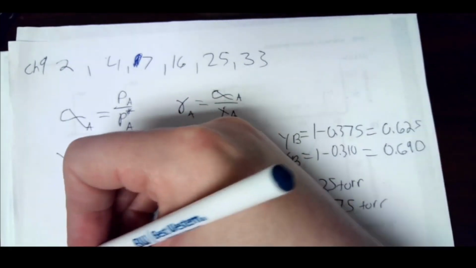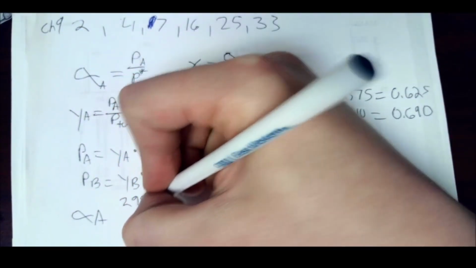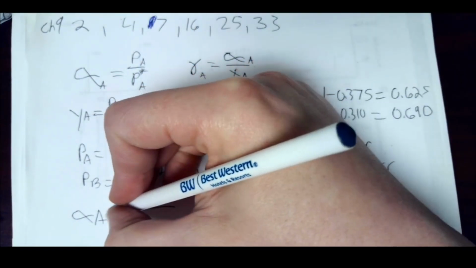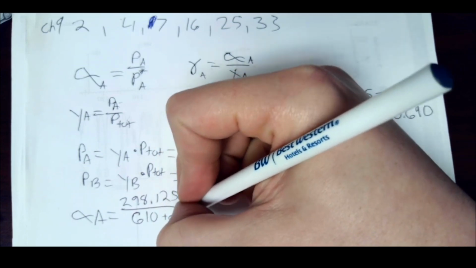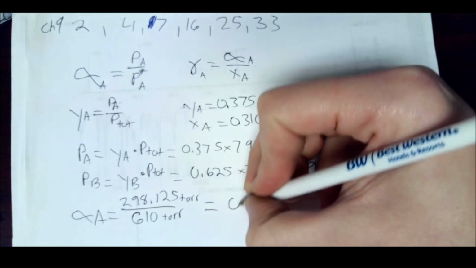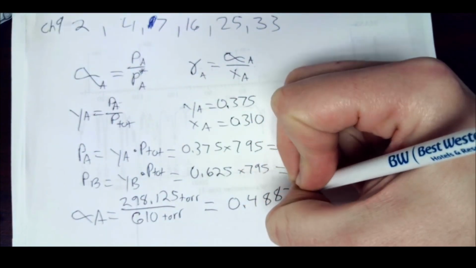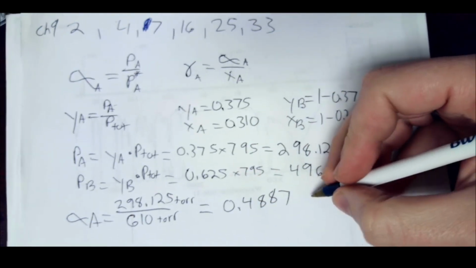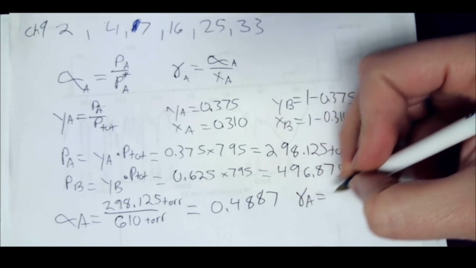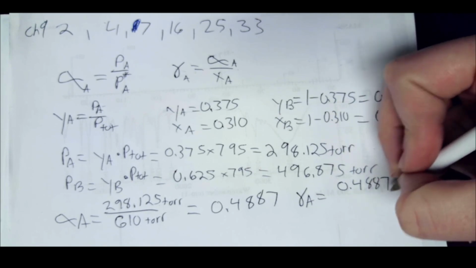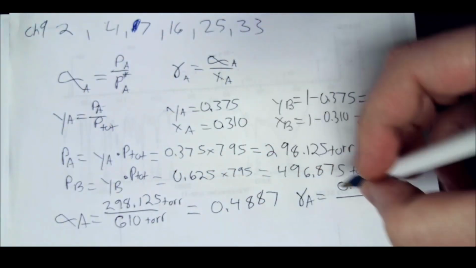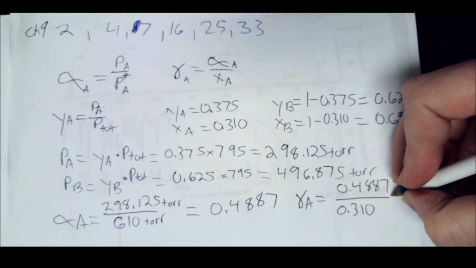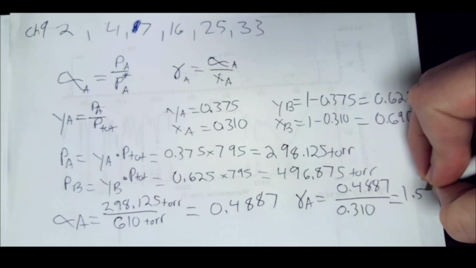So now we have our pressure of A and our pressure of B. The next step is just to find the activity of A. The activity of A is just going to be the 298.125 over the P star, which was given as 610 torr. And you get the activity as 0.4887. Let's go ahead and get the activity coefficient while we're here. The coefficient would be our 0.4887 divided by our mole fraction in the liquid phase, so 0.310, and you'd get an activity coefficient of 1.577.